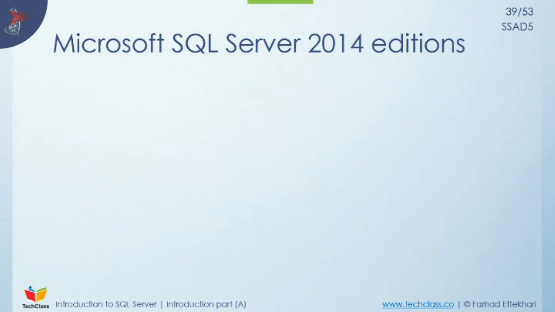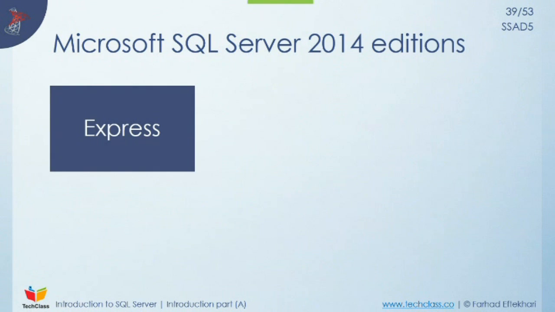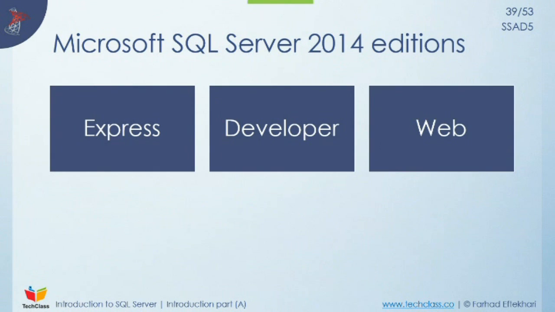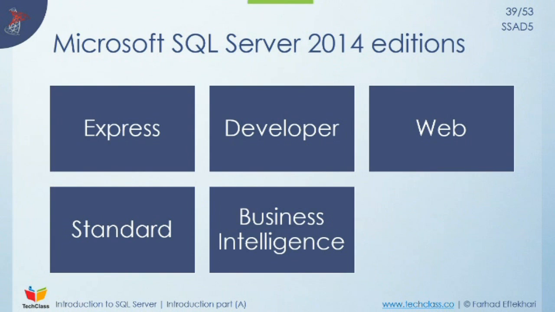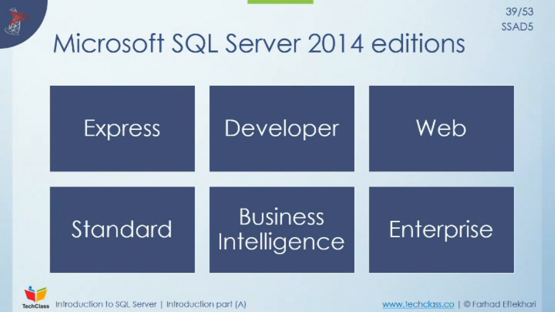There are different editions of SQL Server, and their difference is mainly based on the licensing and also the amount of resources they're using from the server, such as RAM resources or CPU resources. The different editions are Express Edition, Developer Edition, Web Edition, Standard Edition, Business Intelligence Edition, and finally Enterprise Edition.